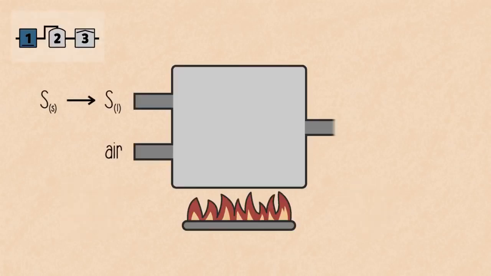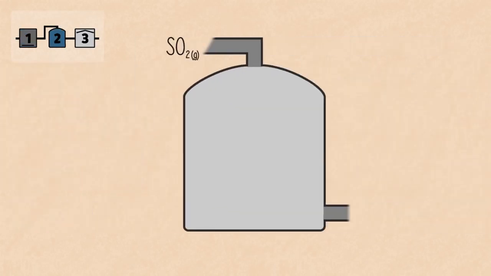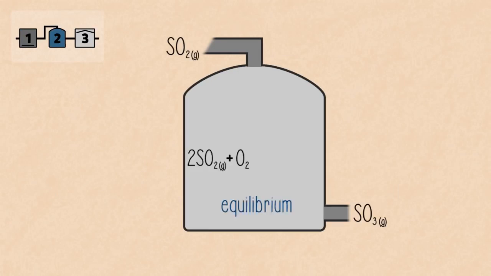The product formed at this stage is sulfur dioxide, and the chemical equation for this is shown. Did you get it right? In stage 2, the sulfur dioxide is converted into sulfur trioxide. The reaction is in equilibrium, which means that as the product is formed, the reverse reaction can also occur and it can break down into its reactants.